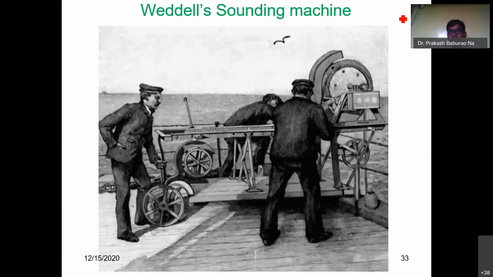Now, this is the actual photograph of the Weddell sounding machine, showing how the entire work is carried out. See, this is the machine. It is placed into the boat, and the entire sounding work is carried out.